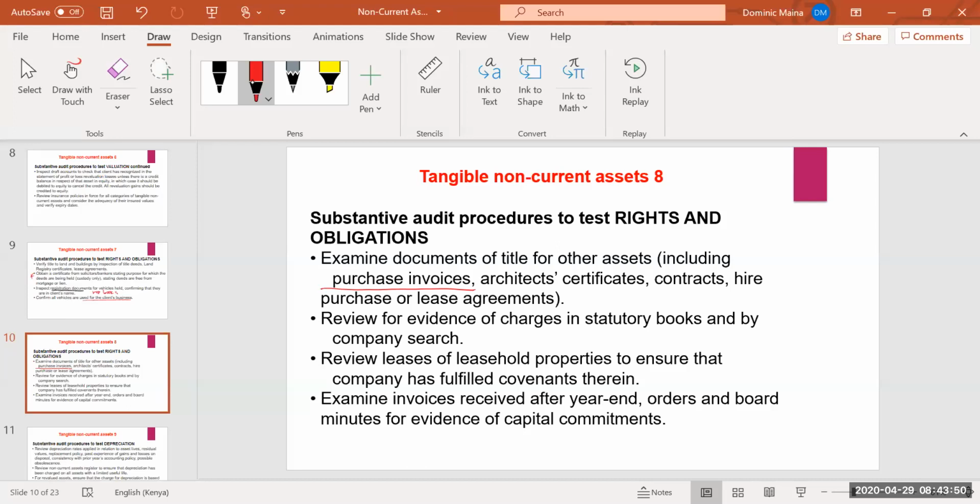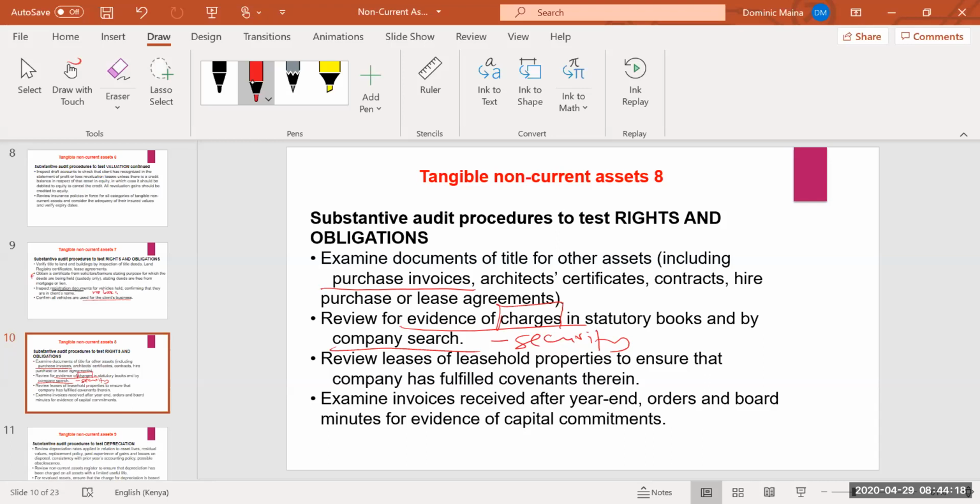The next point is a review for evidence of charges in secretary books and by company search. So here is more towards what I mentioned about where the assets are being used as security. Charges, we have two of them: the fixed and the floating. I hope you still remember. So simply, this is where the company assets are being used as security, which I think I already discussed in previous points.